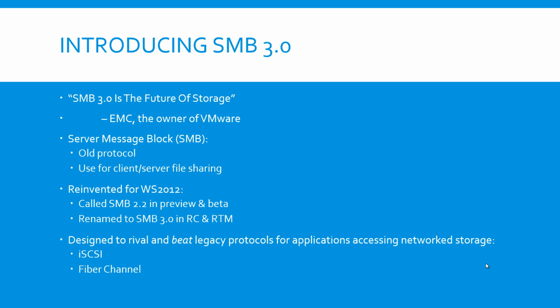SMB is an old protocol, but it got revolutionized and reinvented in Windows Server 2012. It was originally called SMB 2.2, but Microsoft realized that this was something significant and it needed a whole new version number. So in the release candidate, in the RTM, it was referred to as SMB 3. And it's designed not only to compete with legacy protocols like iSCSI and Fibre Channel, but to beat them. And that's made possible because this technology works on 1 gig networking, 10 gig networking, RoCE, which might run up to 40 gigabits per second, and even InfiniBand, which runs at 56 gigabits per second, and I'm pretty sure I heard about 100 gigabits per second being on the way.